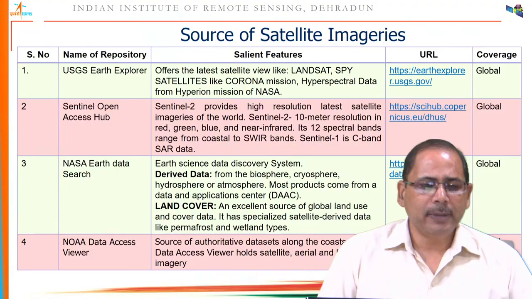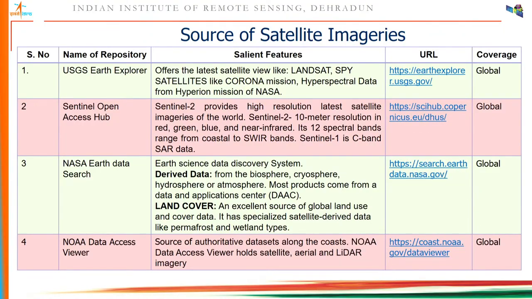So let us start. I will start from the first website, which is very popular, called USGS Earth Explorer. All the students attending this session, I request you, please visit this website, because it is one of the most popular websites for the student community. They provide different types of data, especially satellite data, satellite-derived maps, digital elevation models, and so on.